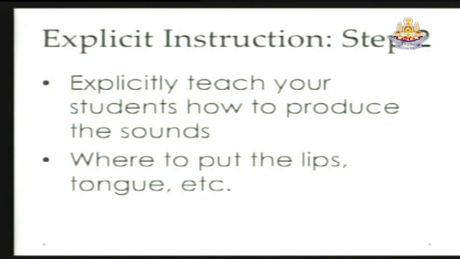Okay, step number 2. You have to teach your students how to do it. You've got to show them how to move their tongue or their lips or their teeth. Show them your face, or show them a picture, or show them a video. Show them where to put their lips and their tongue, because they don't know how to do it. And you have to show them first, before they can practice.